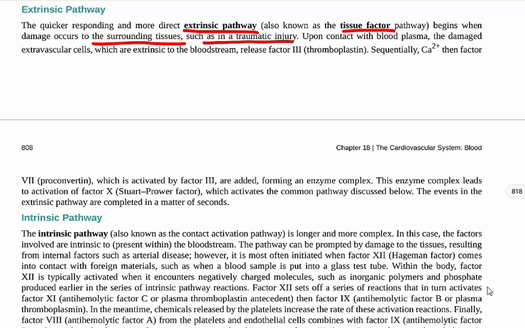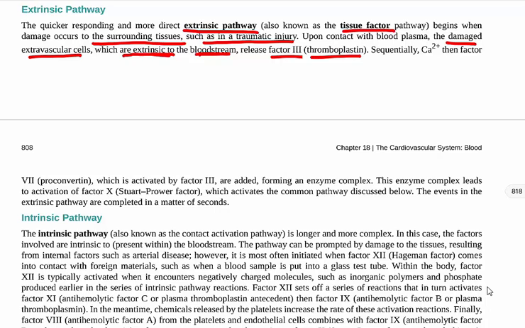So when there is contact with the blood plasma, the damaged extravascular cells, which are extrinsic to the bloodstream, right, release factor 3, which is thromboplastin. So that's the start of our extrinsic pathway. There's damage to the cells, and then these cells that are damaged are going to release thromboplastin. Okay, so that's the beginning. Thromboplastin, factor 3 is released.